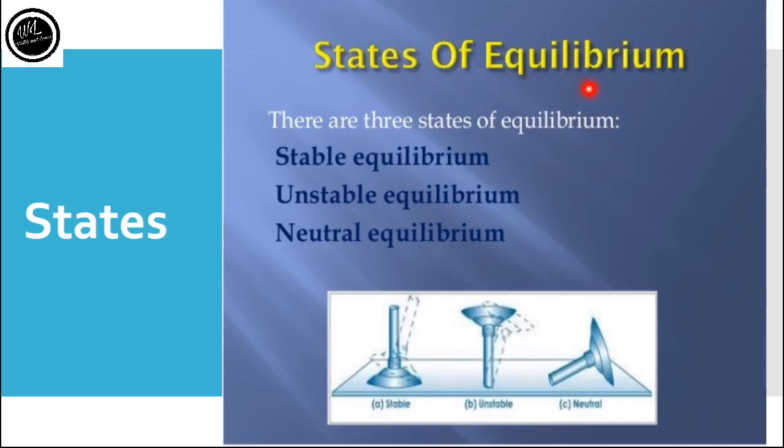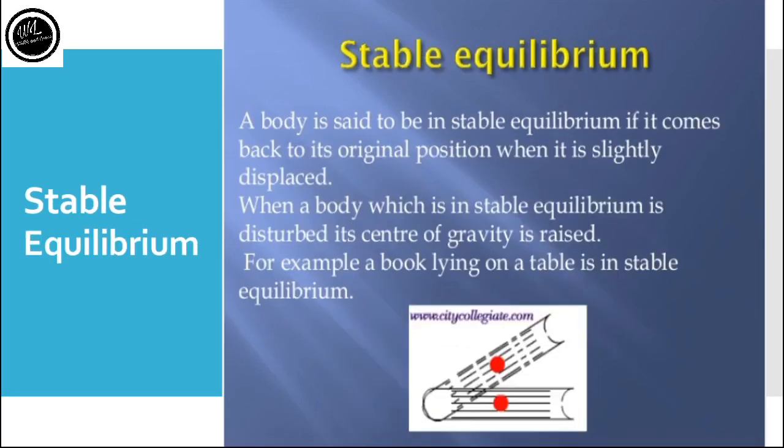How many states of equilibrium do we have? Yes, we have 3 states of equilibrium: stable equilibrium, unstable equilibrium, and neutral equilibrium. Now let us study stable equilibrium first. A body is said to be in stable equilibrium if it comes back to its original position when it is slightly tilted or displaced.